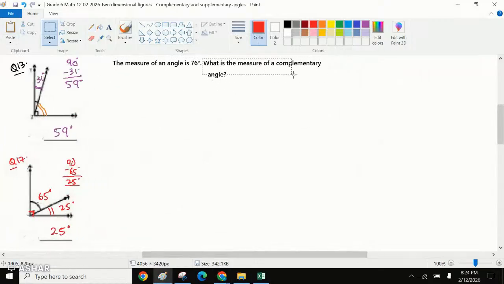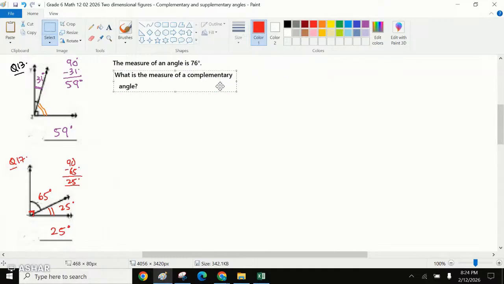Just a moment, please. Let me realign this. So this word problem tells us that one of the angles is given to us, and we just need to find the measure of the complementary angle. Let this be our question number 18. Complementary is very important for us.